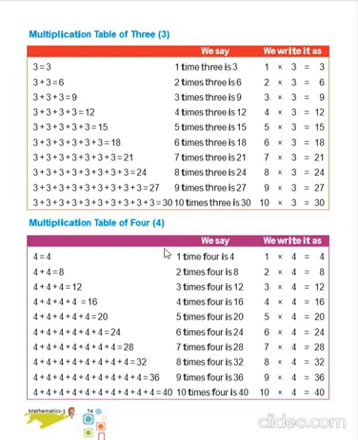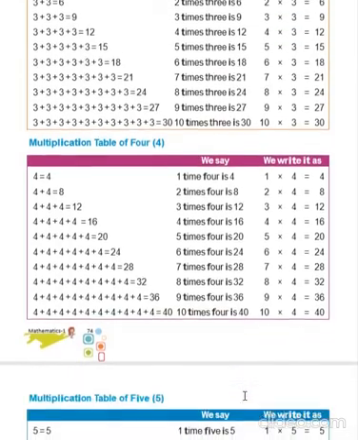Now understand the multiplication table of 4. 1 times 4 is 4. 2 times 4 is 8. 3 times 4 is 12. 4 times 4 is 16. 5 times 4 is 20. 6 times 4 is 24. 7 times 4 is 28. 8 times 4 is 32. 9 times 4 is 36. 10 times 4 is 40.